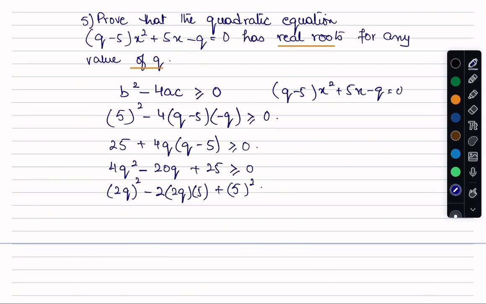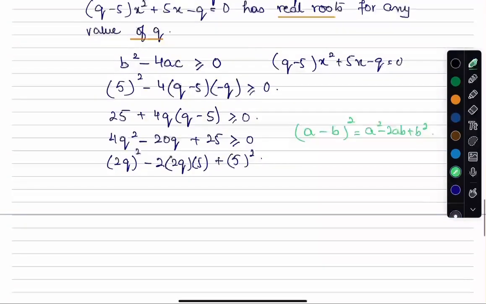I'm just solving them with respect to the quadratic identity, which says that (a minus b) the whole squared equals a squared minus 2ab plus b squared. So this expression can then be written in the form (2q minus 5) the whole squared, which should be greater or equal to 0 here. So (2q minus 5) the whole squared.